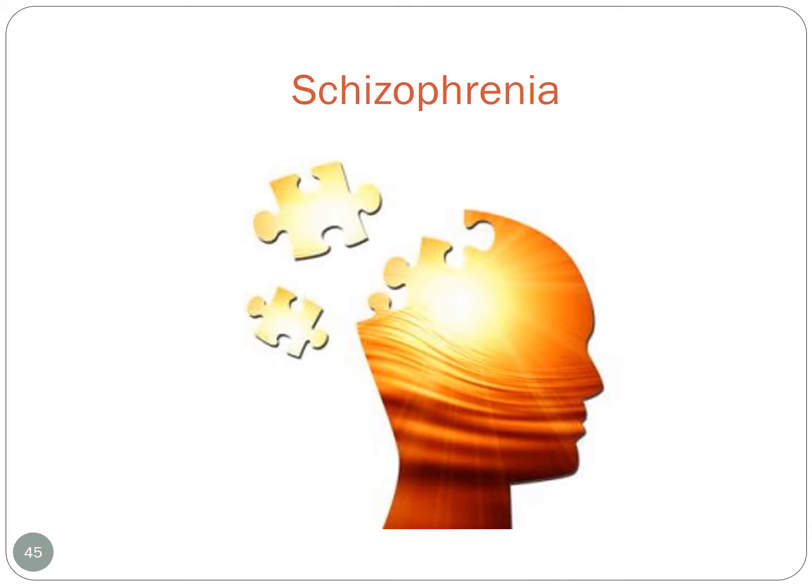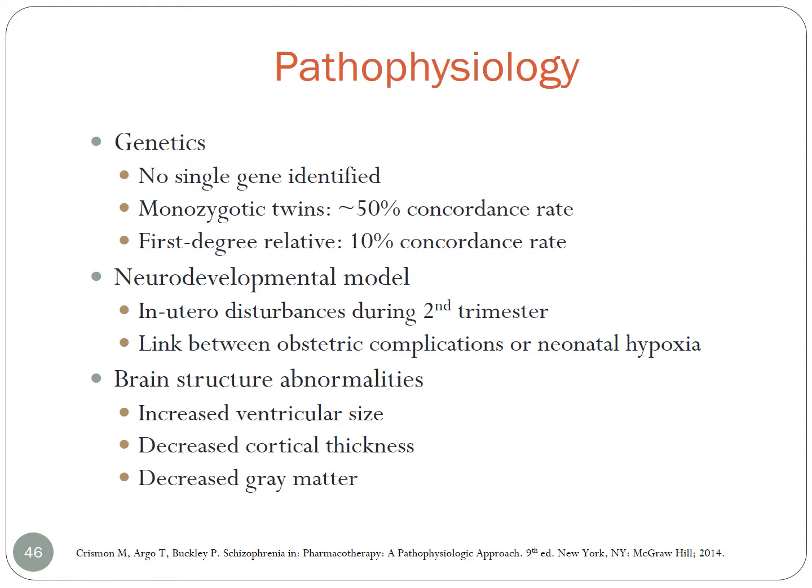The final disease state we're going to discuss is schizophrenia. By now, this slide should look fairly familiar in that we do not know the exact cause of schizophrenia, but there are multiple different theories, and it's likely multifactorial. Once again, genetics appear to play a pretty strong role. There are also some interesting neurodevelopmental models with schizophrenia.